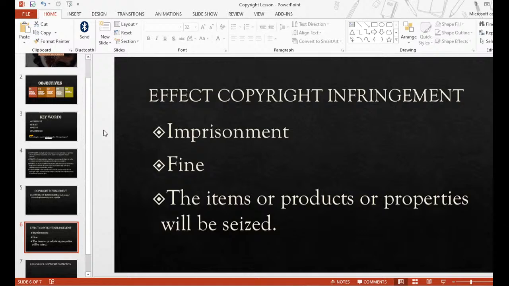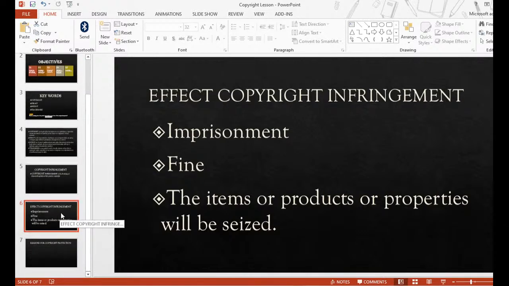So these are some of the effects of infringing upon copyright, or doing what copyright is not. You are not going by the rules and regulations that govern copyright. Maybe taking somebody's property without the person's permission, and then you are using it to benefit you or some other stuff. Some of the things will be seized.